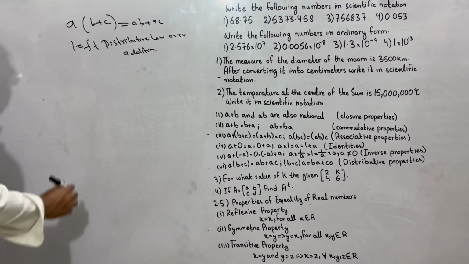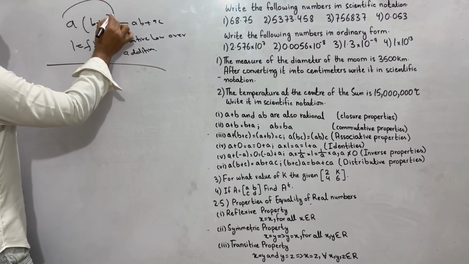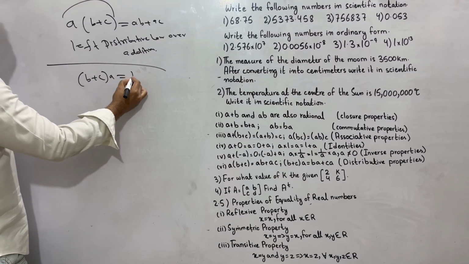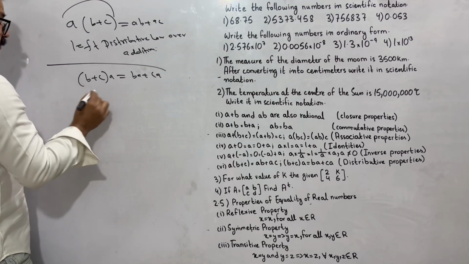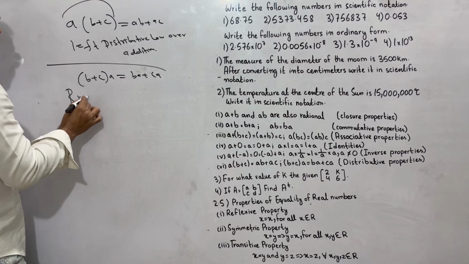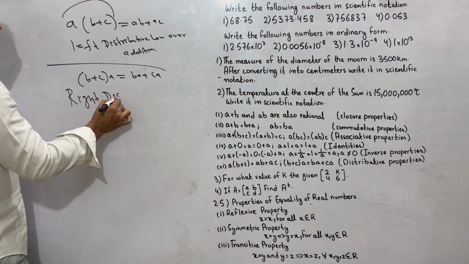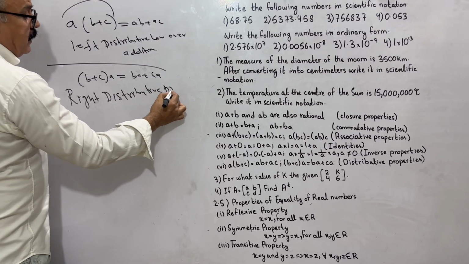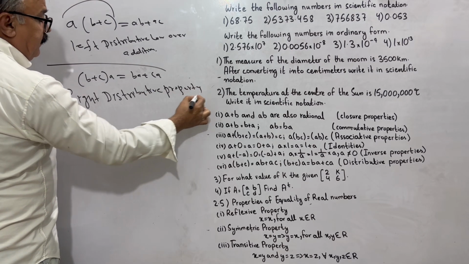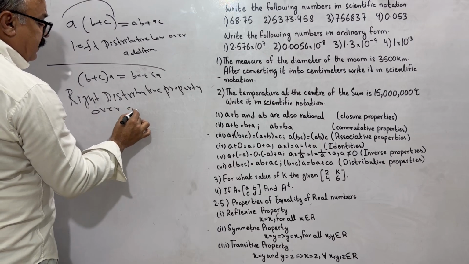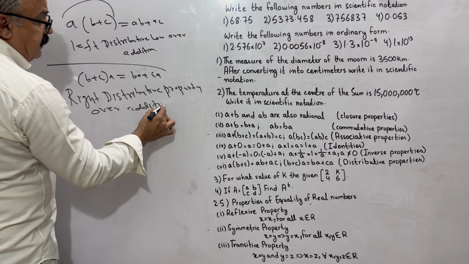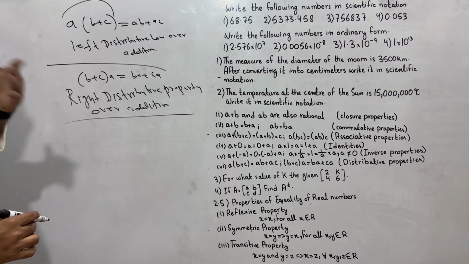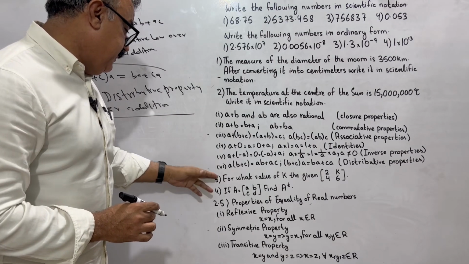Similarly, if A has been placed from the right, (B plus C) times A is equal to BA plus CA. It is known as the right distributive property over addition, or simply distributive property. We are done with additive inverse and additive identity.